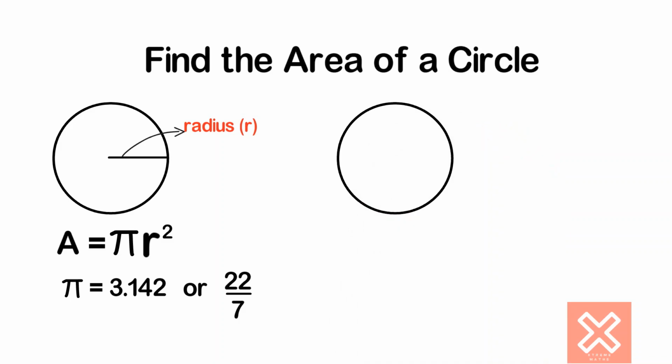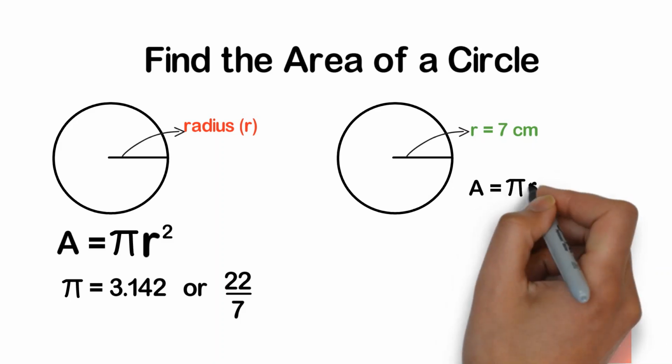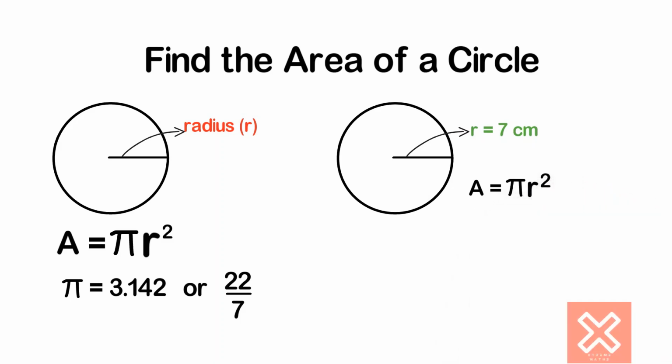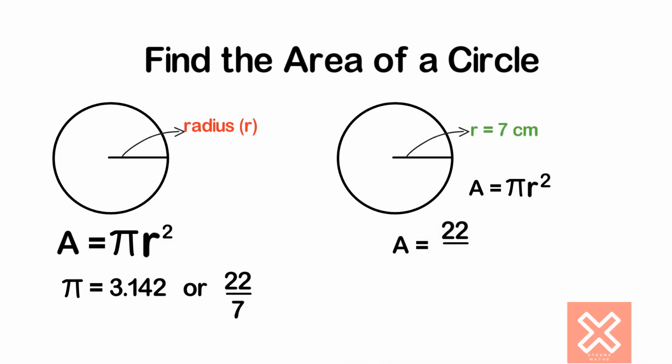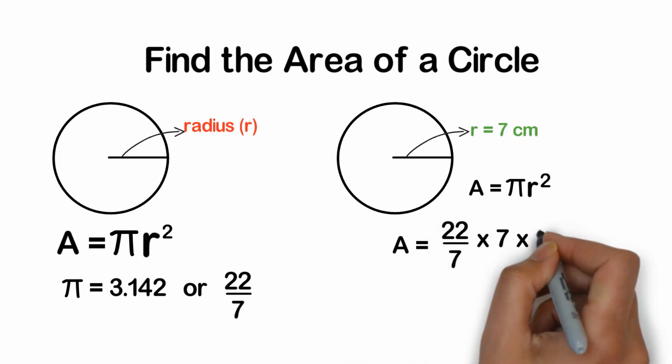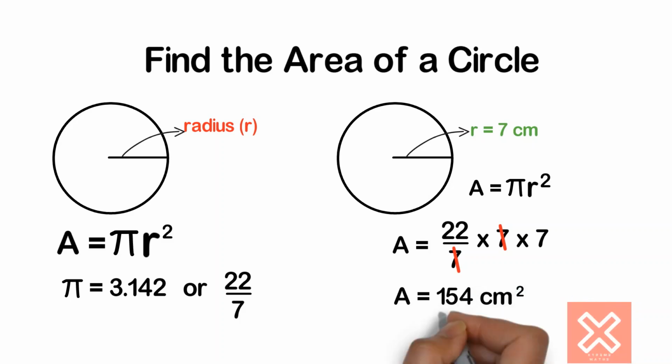As an example, the radius of this circle is r equals 7 cm. We have to find the area of this circle. Area equals pi r squared. Area equals 22/7 into 7 into 7. Area equals 7 times 22, 154 square centimeter.